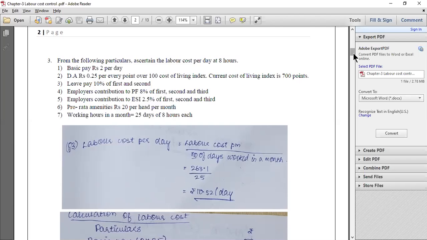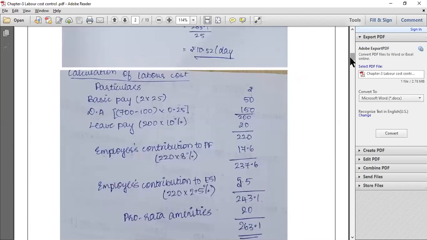So how do we start the problem? We have to start with basic pay. Basic pay is how much? 2 rupees per day. In a month, they are working for how many days? 25 days. So for the entire month, the basic pay for an employee would be 2 into 25 days, which is 50 rupees per month.